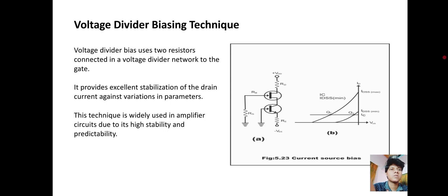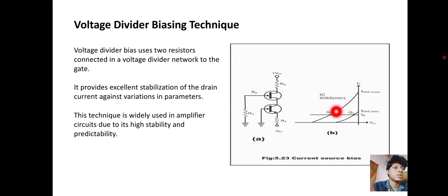Next, voltage divider bias technique. Voltage divider bias uses two resistors connected as a voltage divider network to the gate. It provides excellent stabilization of the drain current against variations in parameters. This technique is widely used in amplifier circuits due to its high stability and predictability. This diagram shows current source bias.